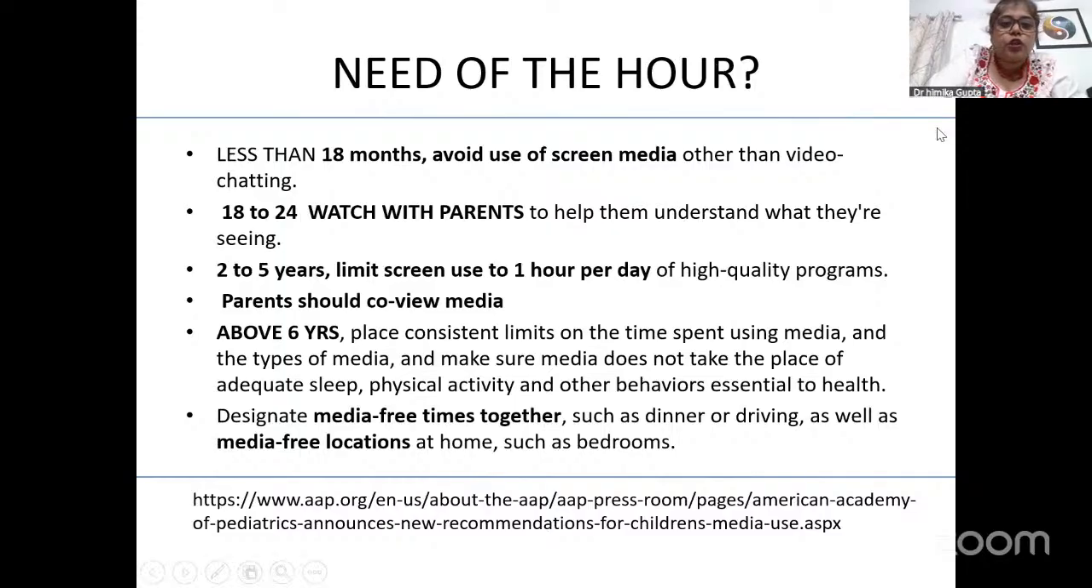You're not watching it on the mobile, so that we know what is being watched. And obviously, we have to designate media free times. So dinner, driving, or bedroom. A good idea to keep the charging plug away from the bedside. Okay, those kind of ergonomic things.